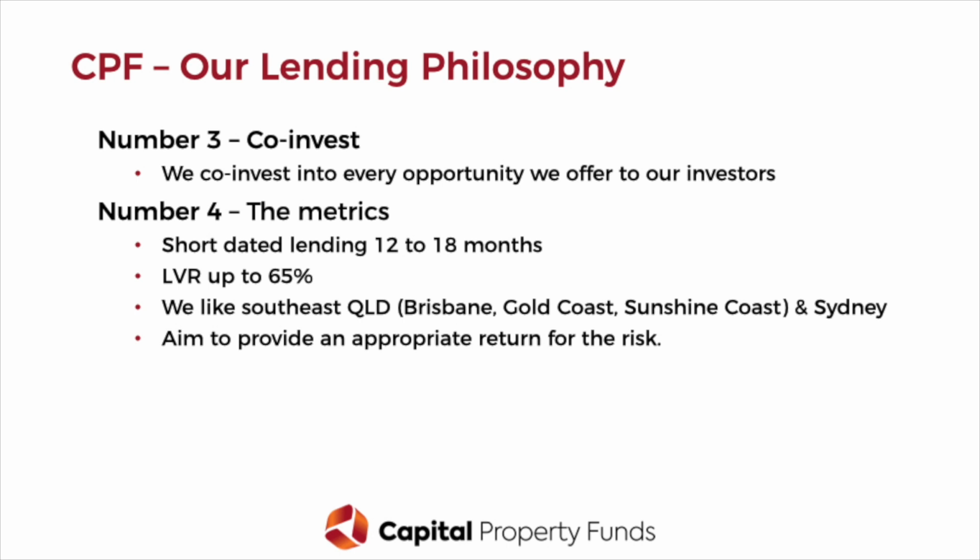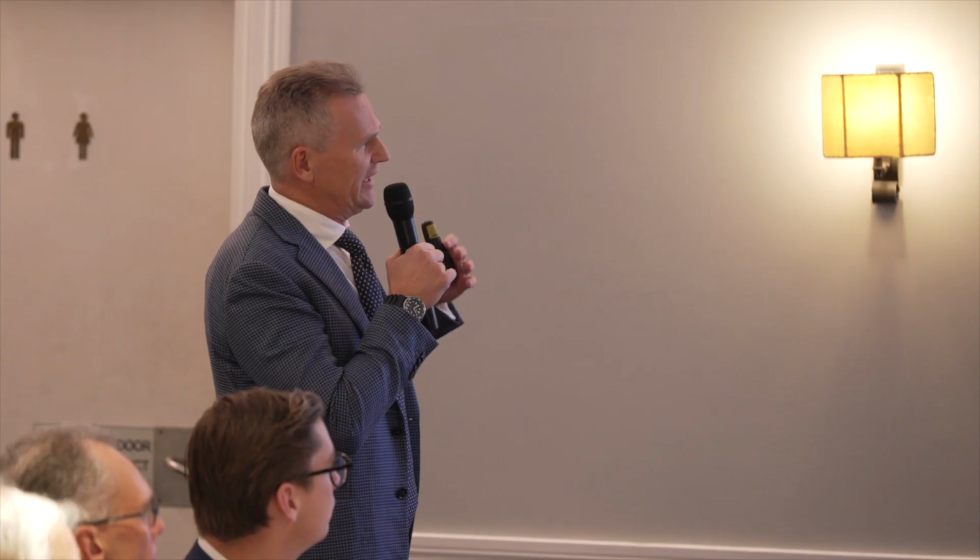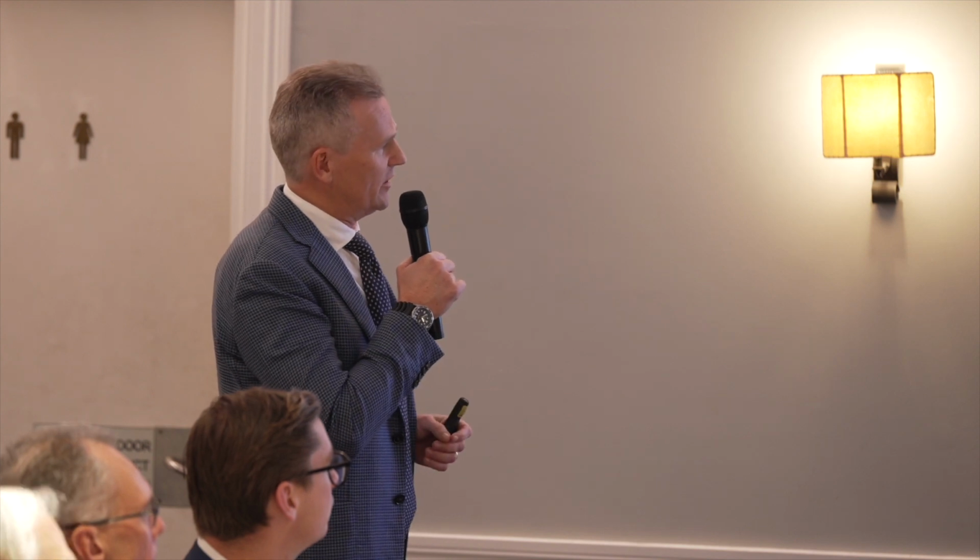And number 4 is just the metrics. So typically the loan terms are generally 12 months. They generally don't go any longer than that. For a first mortgage, the loan to valuation ratio is up to 65%. And the market that we particularly like is Southeast Queensland. That's really a triangle from Noosa to the Gold Coast and west to Toowoomba. Anywhere within that arc, we're very, very comfortable lending into that space. We do a little bit in Sydney as well.